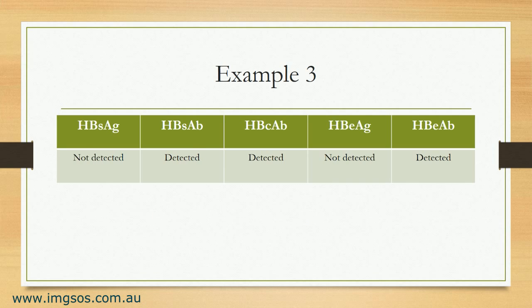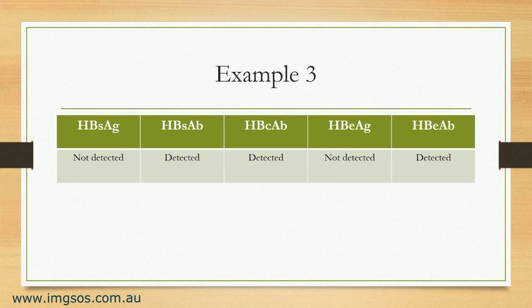Let's look at the third example. So surface antigen in this patient is not detected, but surface antibody is. So with that alone, we know this person, assuming the levels are high enough, is immune to Hep B. Now, if you're just looking at those first two columns, you can't tell whether they're immune from an immunisation, from a vaccination, or from an infection, because surface antibody could come from either.